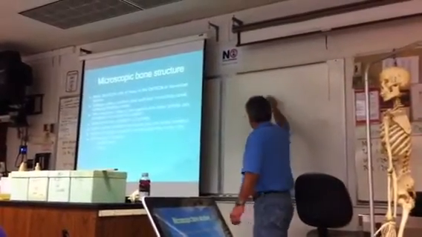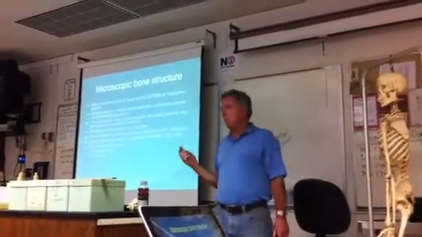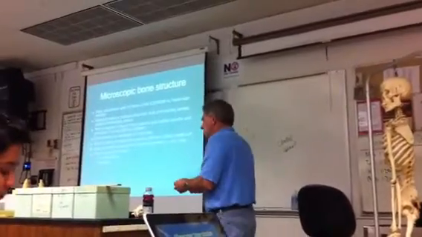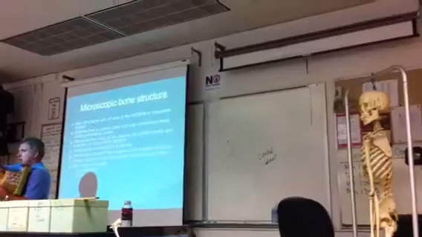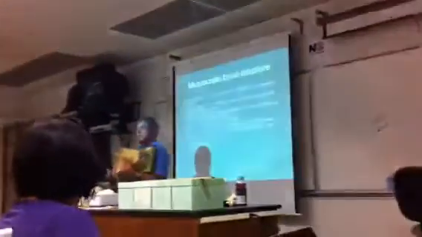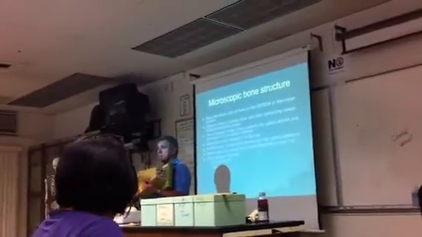So the way in which these layers are arranged is called concentric. If you look at this model that I've got up here on my desk, you can see that there's all kinds of tree rings in here, and they're all arranged in circles around the central canal. So that's called concentric.